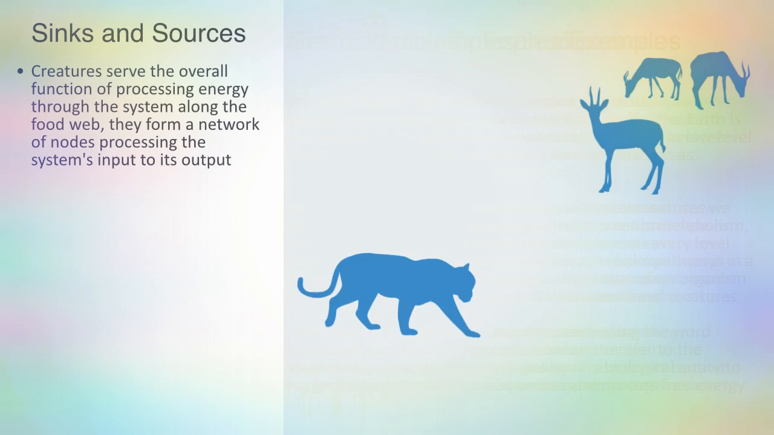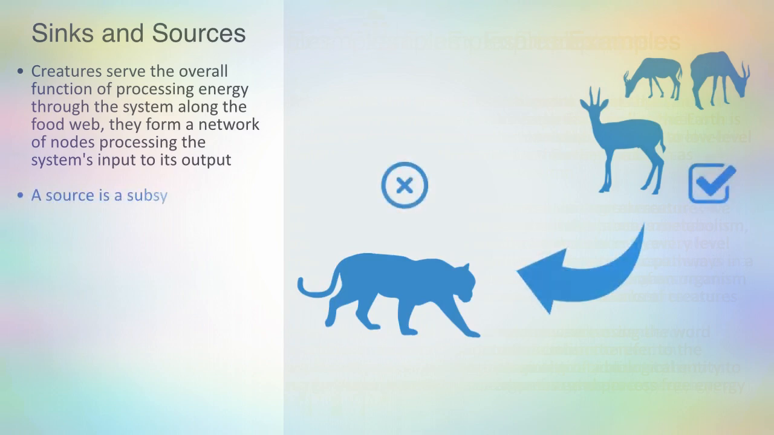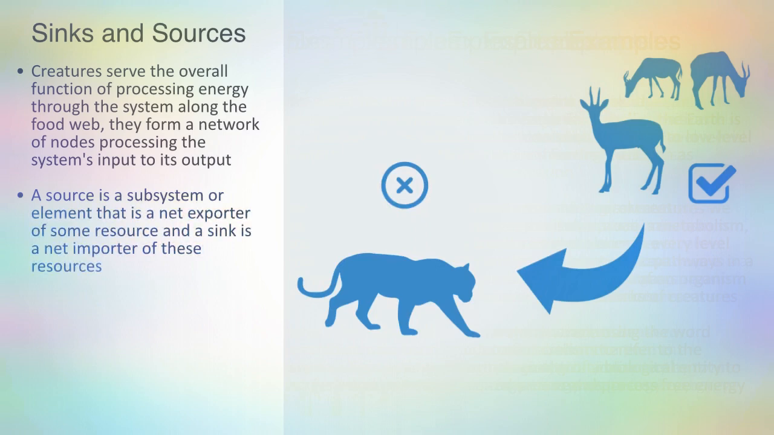A general definition of the source-sink concept is based on net flows between components of a system. A source is a subsystem or element that is a net exporter of some resource, and a sink is a net importer of those resources. This flow of energy through the ecosystem is also referred to as the calorific flow.